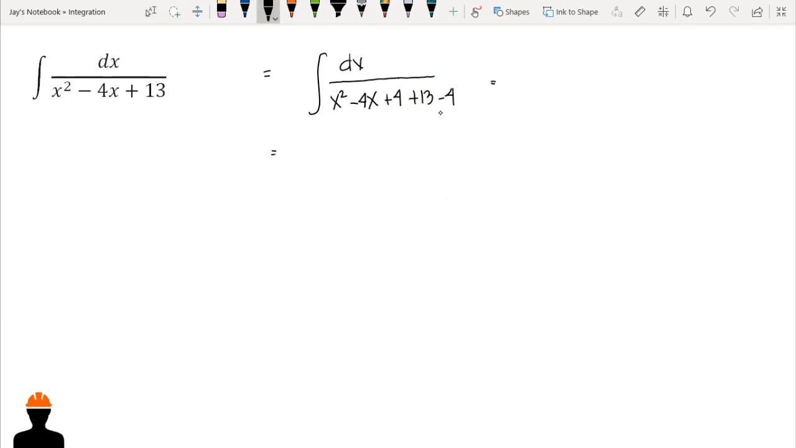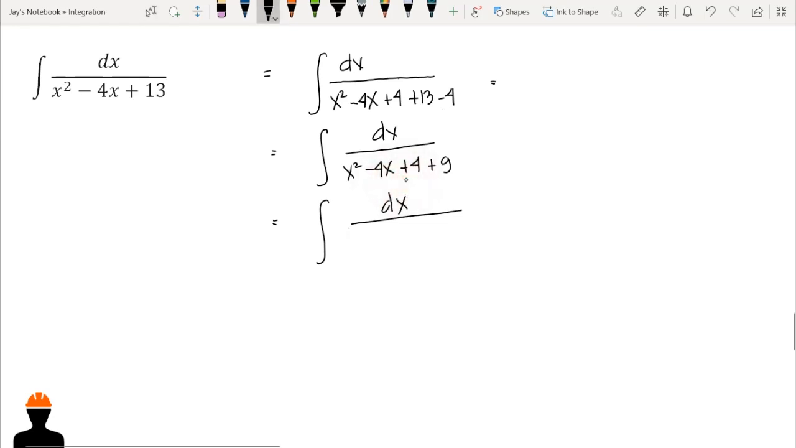So we have the integration of dx over x squared minus 4x plus 4. If we have 13 minus 4 here, that gives us 9. Correct? And further evaluation, that is dx over, now take note, x squared minus 4x plus 4, the same as x minus 2 squared. And our 9 here is the same as 3 squared. So we can say that this is our u. Again, u is a function of x. And this is our a, since our constant here is 3.